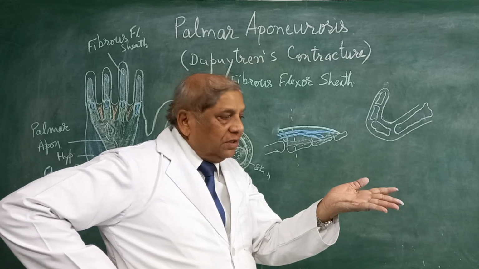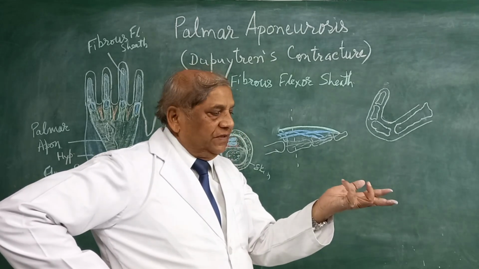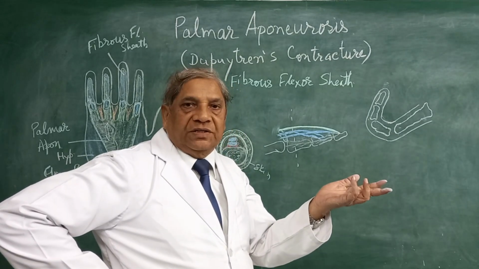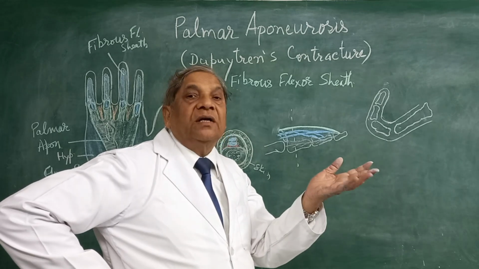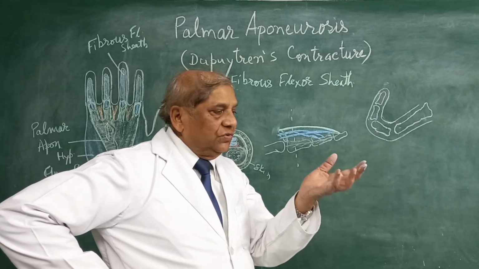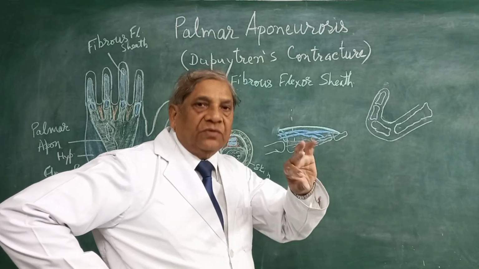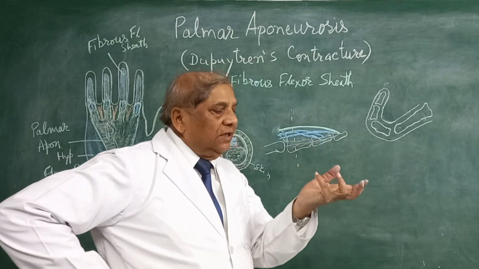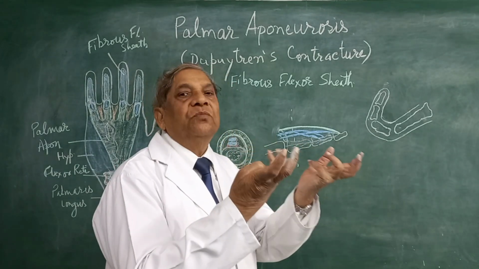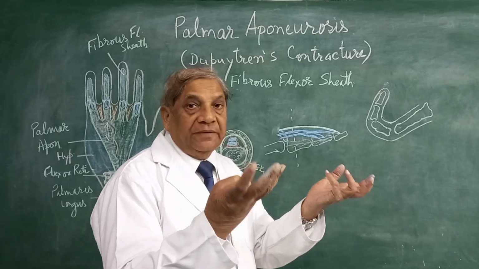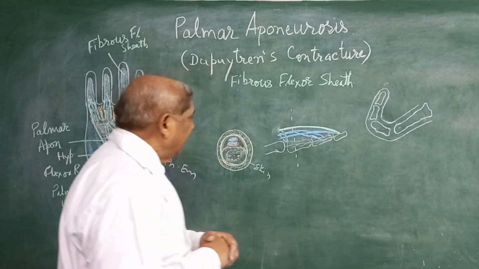And this is a strong contracture. You cannot extend your finger. It will always remain in a contracted condition, and because of that, a lot of problems arise. You cannot hold the thing properly, you cannot do the manipulative work. Okay, and sometimes it is seen in both the hands together. Okay, simultaneously in both the hands.